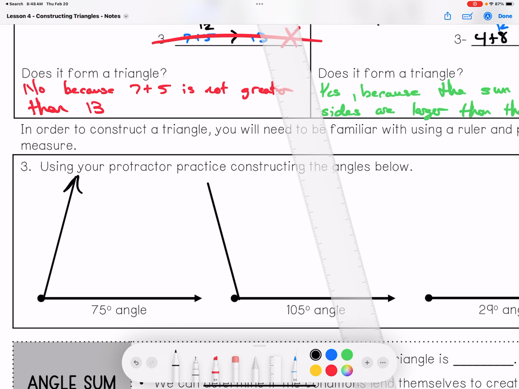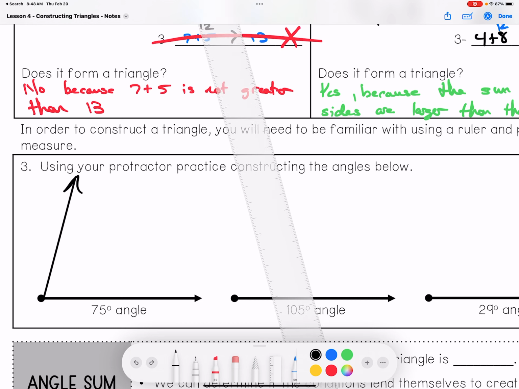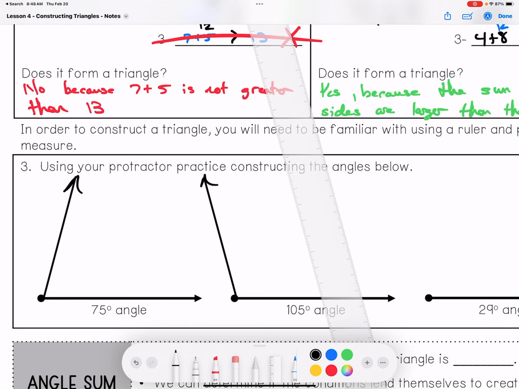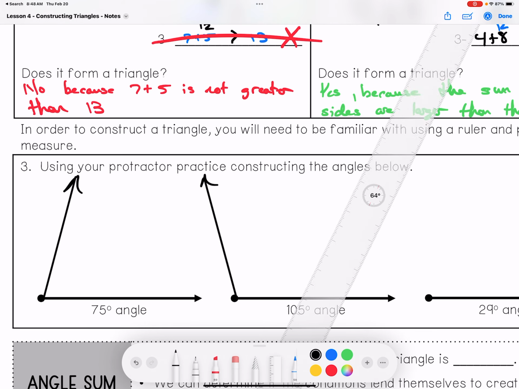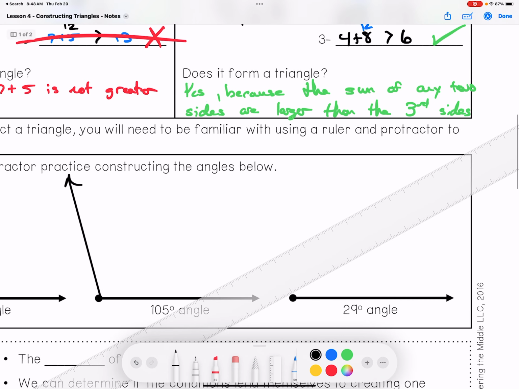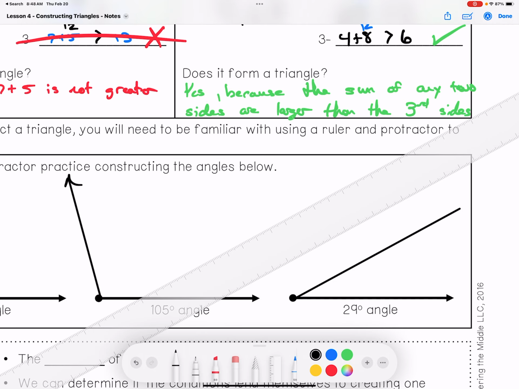All right, there's that one. Should be something like that. And the last one is 29 degrees, so I'm just going to flip it to 29 here. And it should be something like that. All right.